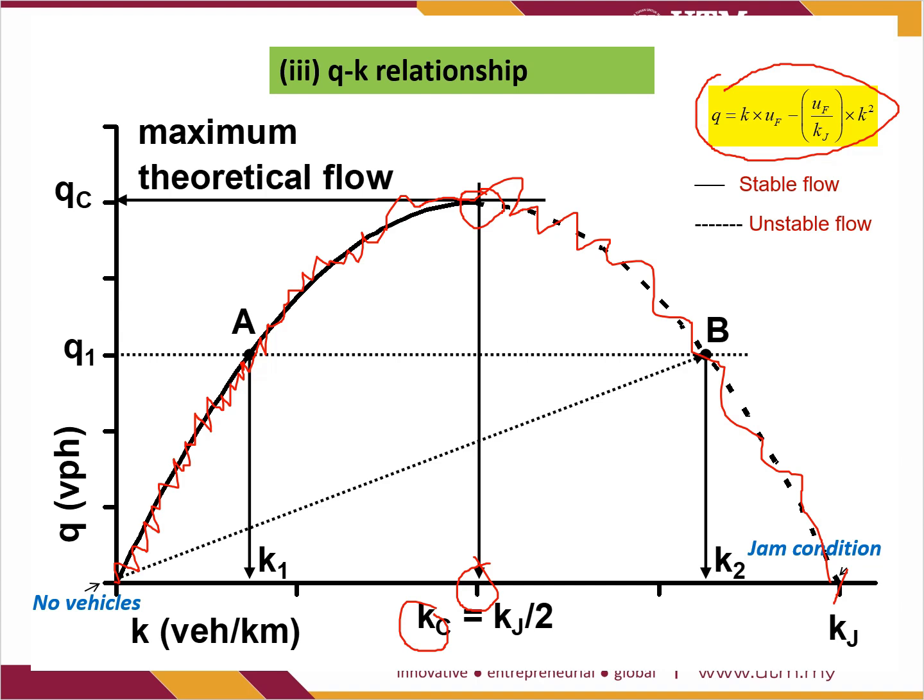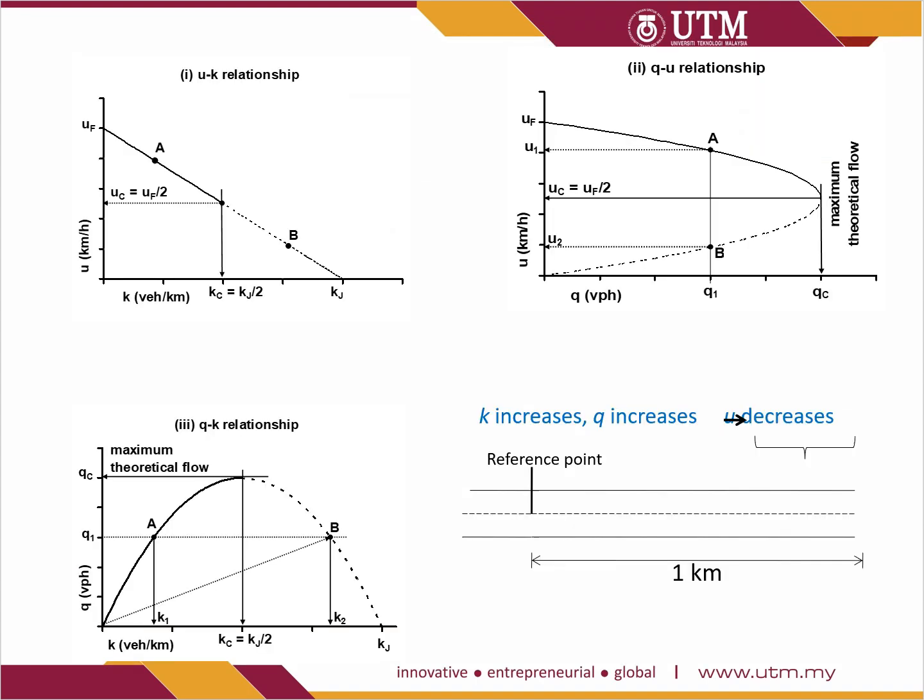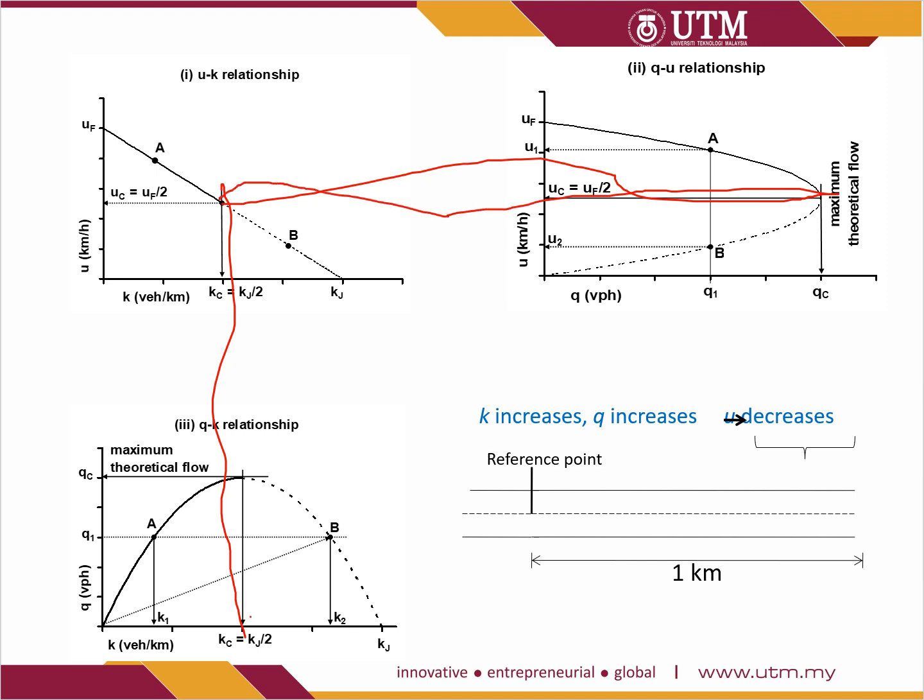So if you understand properly, you can see that all of it is actually connected to each other, like a technical drawing. You can see from here Kj, from here to Kj, and from here you can get the capacity condition.